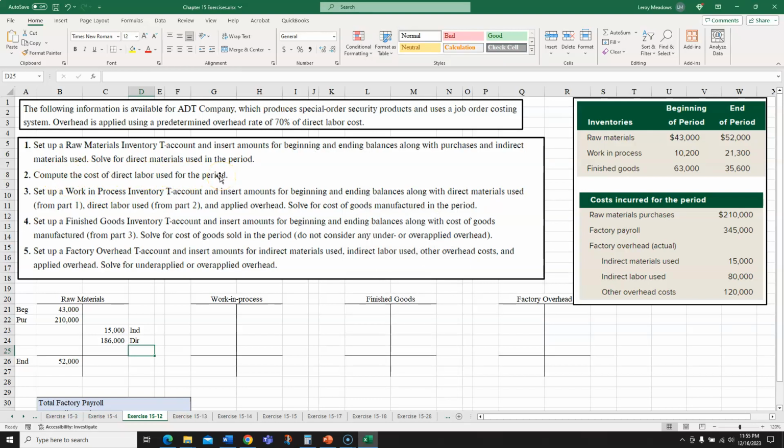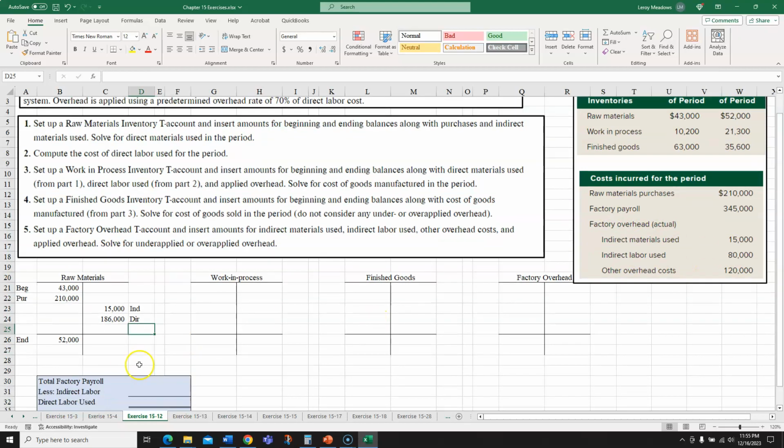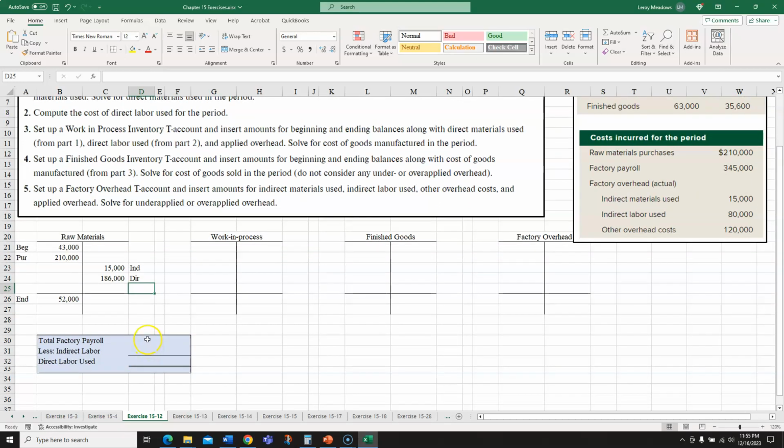Okay, so how are we going to do this? Well, let's look. Are we given factory or direct labor used? We're given factory payroll, but we're given indirect labor used, but we're not given direct labor used. Well, luckily for us, we can figure that out. So I'll take my total factory payroll, because my factory payroll is either going to be direct or indirect, right? There's no third option.